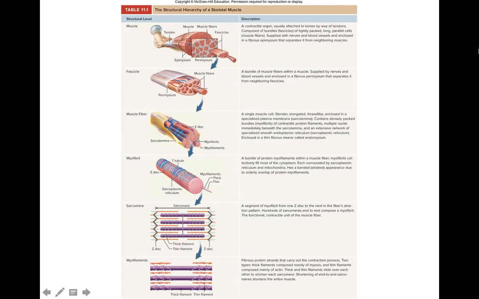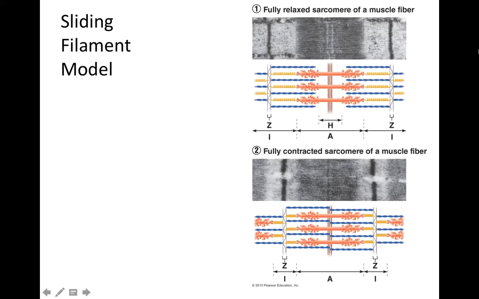So this is going to show you kind of a hierarchy. So you start with a muscle made up of fascicles, which are made up of muscle fibers, which are made up of myofibrils, which are made up of sarcomeres, which are made up of myofilaments. So make sure that that concept, that hierarchy, makes sense to you, because as we move forward and we get into how muscles contract, you really have to have all of this solidified.